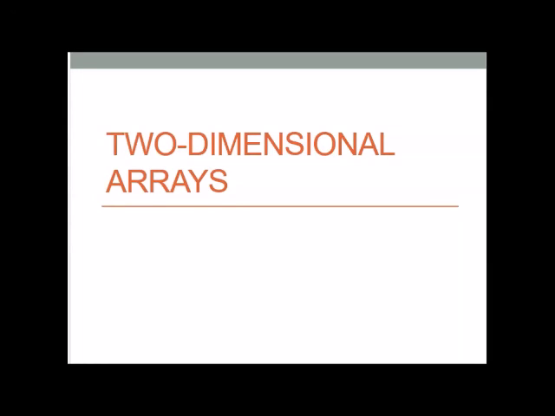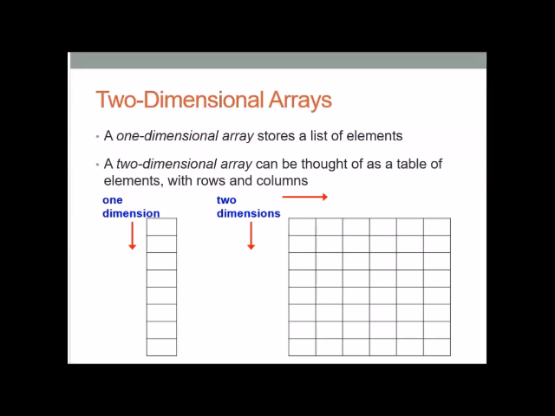Hi, in this video we're going to be going over two-dimensional arrays in Java. So a two-dimensional array is a lot like a one-dimensional array, which is really just a list. So it's a list of items. And for a 1D array, it's just a one-dimensional list, meaning that it's just one column of data. A two-dimensional array can be thought of as a table of elements. So it's got rows and columns to it.